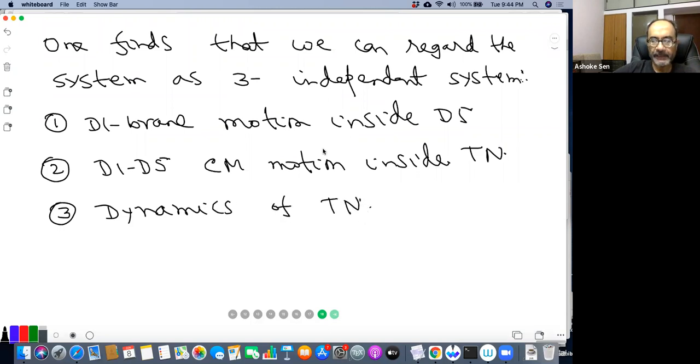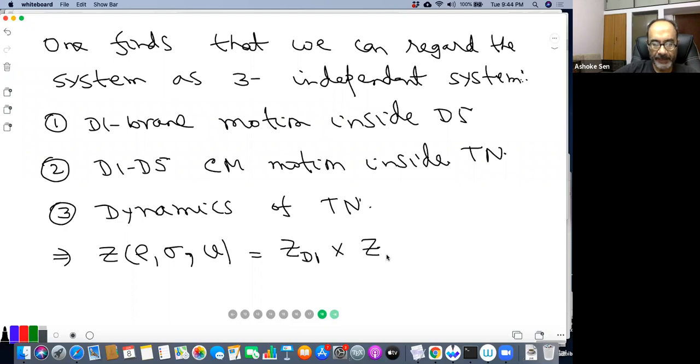And when the coupling is small, the coupling between these systems is small, which basically means that the partition function factorizes. It can be written as a product of three independent partition functions. One is I'll call ZD1, that's the D1 brane motion inside D5. Then we have the center of mass motion of the D1 D5 system inside tau naught. And then the dynamics of tau naught itself, which I'll call ZKK. This is the KK monopole dynamics.